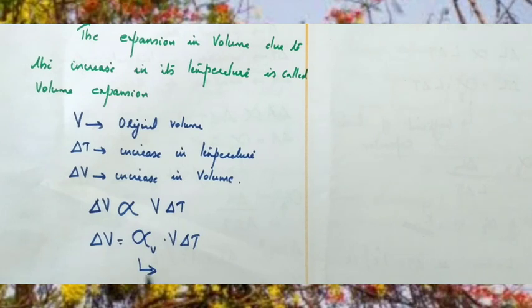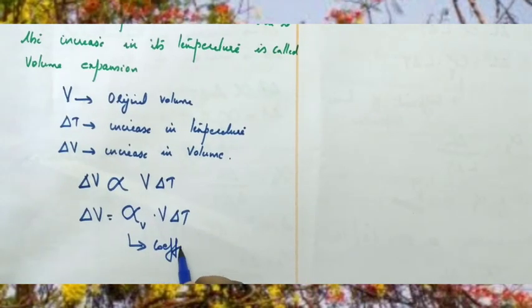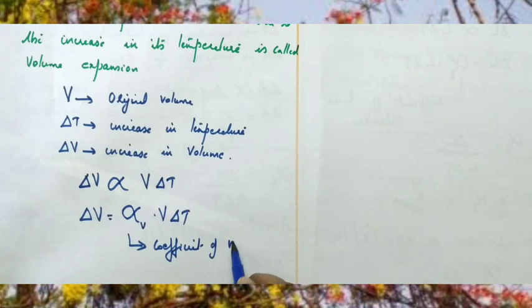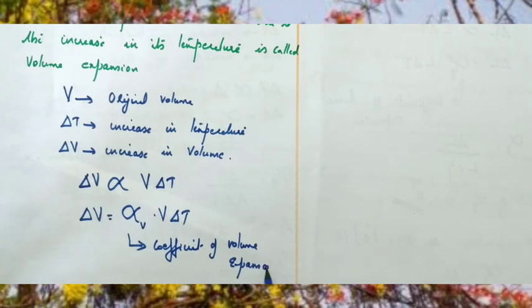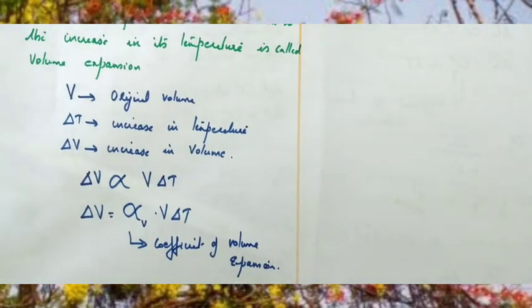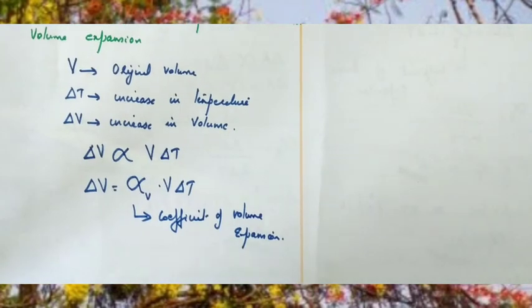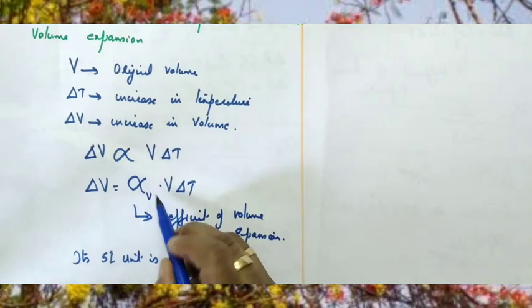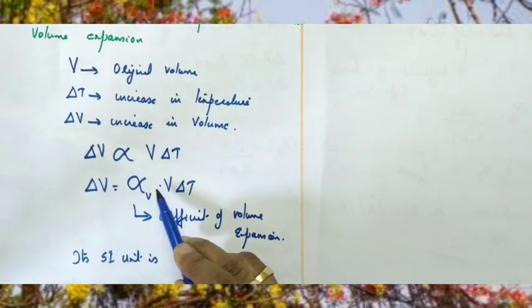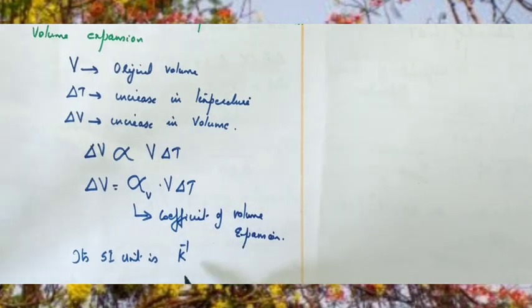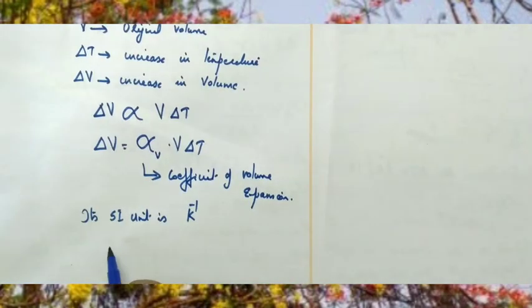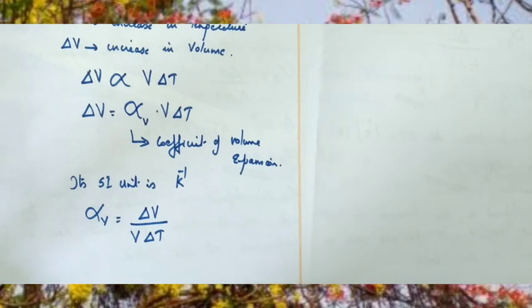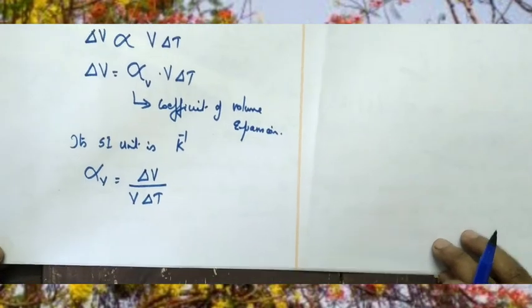Clear? So alpha V is a constant and that constant is called the coefficient of volume expansion or cubical expansion. Its SI unit is the same, Kelvin raised to minus 1, because alpha V equals delta V divided by V delta T, no? So its unit is Kelvin raised to minus 1. Now how will you define alpha V? Alpha V equals delta V divided by V delta T.